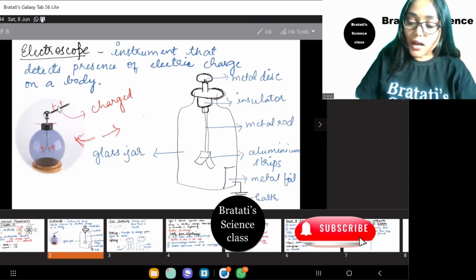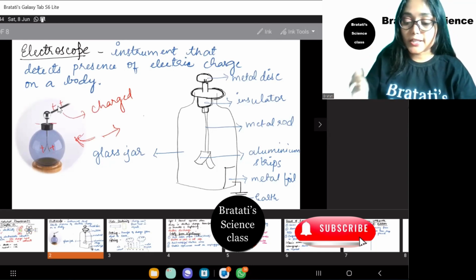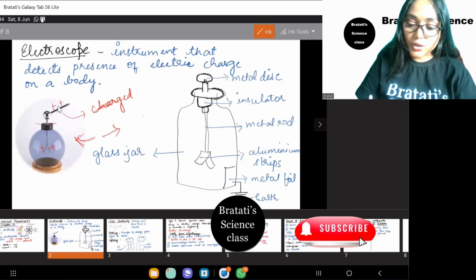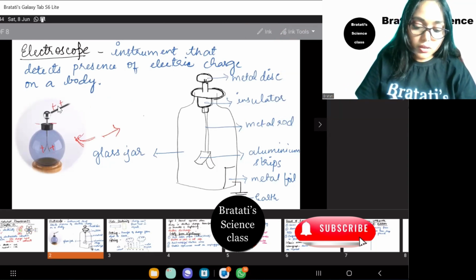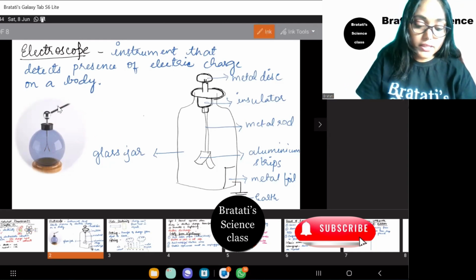Okay, so now if there is no charge, I brought something, it can be plastic, it can be a neutral body where there is no charge. So for that, what we need to do? So there is no charge. No charge means this.